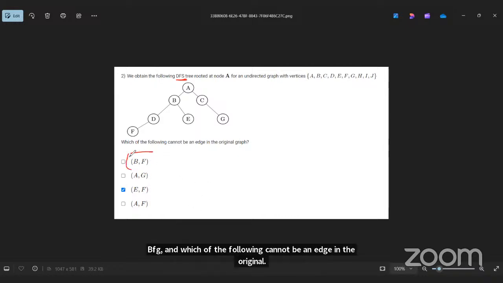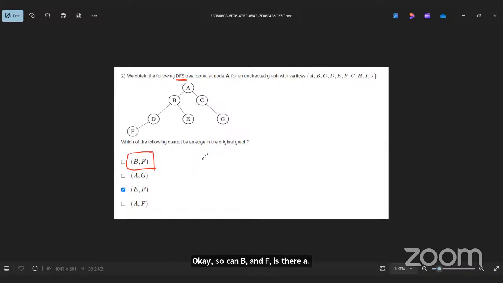Is it possible to have an edge between B and F? Ma'am, first of all, divide this whole DFS tree into branches: A, B, D, F is one branch, A, B, and E is the second branch, and A, C, and D is the third branch. If two points are in the same branch, then we can say that there can be an edge between these two vertices. If not in the same branch, then there is not an edge. Correct. Whatever he is saying, that's the process.